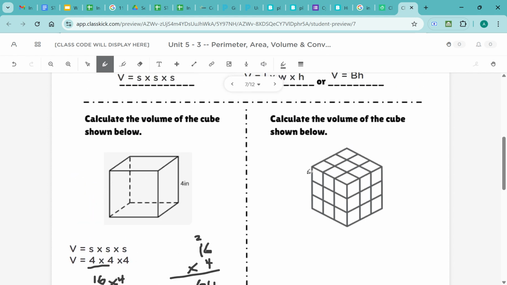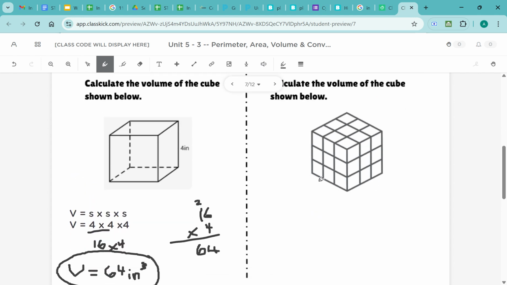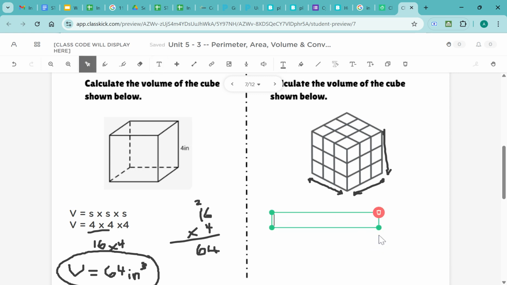That was a cube. Next one, we have another cube right here. This one doesn't tell me numbers, but we can count. We need to know the length, how wide it is, and how tall it is. Actually, we just need to know one of the side lengths because it's a cube. It says it's a cube in the problem. Then we have to find the volume.